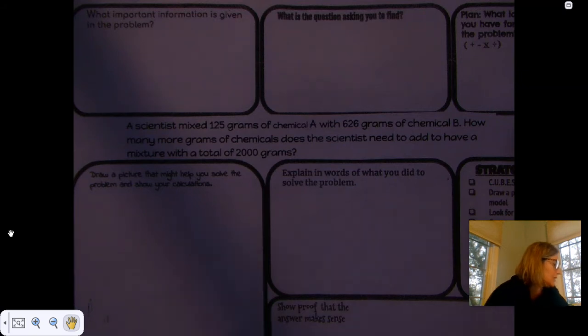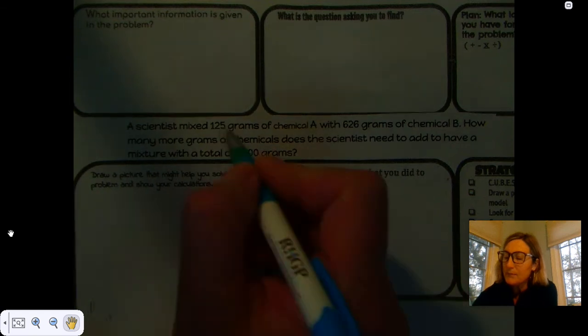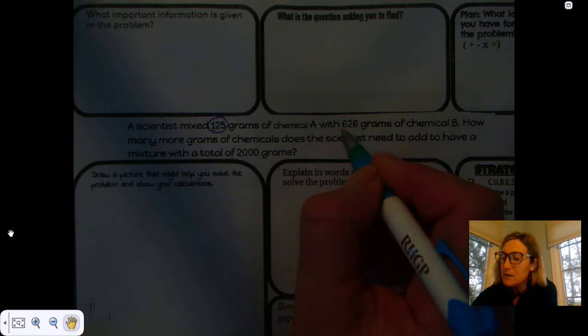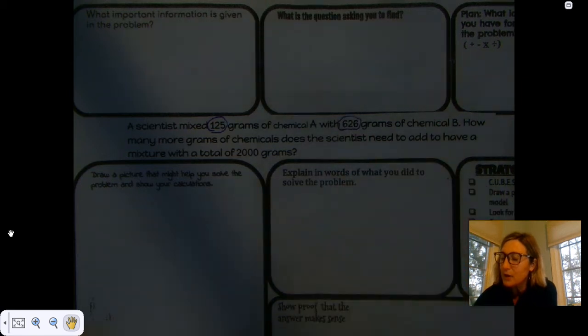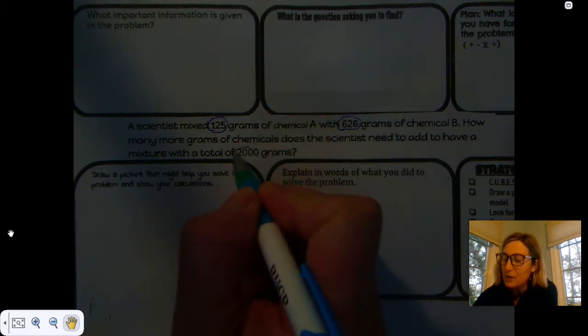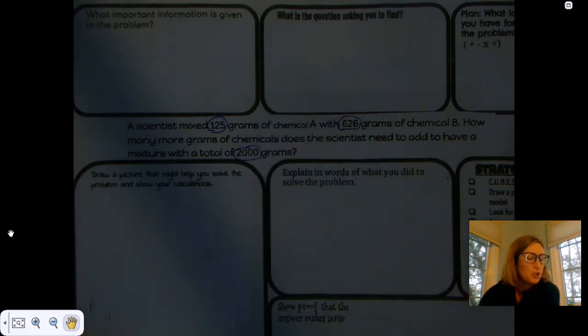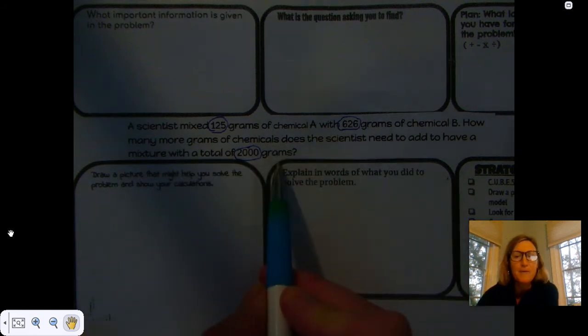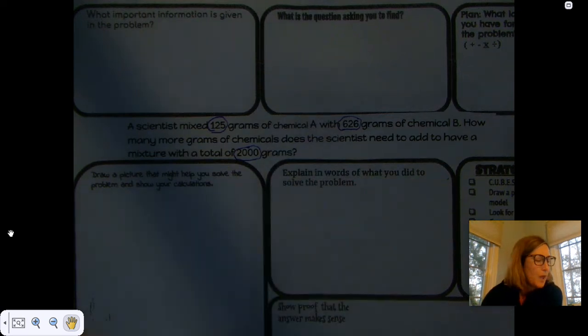So CUBES strategies. First thing we're going to do is circle any numbers or units. So we're going to come over here and say 125 grams, 626 grams. Any other numbers we see? And 2,000 grams. So this is just drawing our attention to circling any numbers or units. Now, we may circle grams, but when we read through, that might fall under another CUBES strategy list. So let's hold off on that.